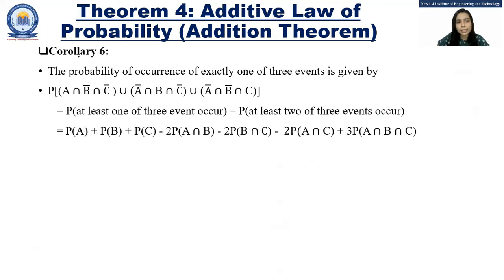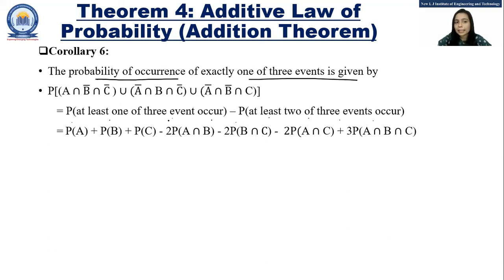Now the next corollary is corollary number 6. The probability of occurrence of exactly one of 3 events is given by the probability of A intersect B bar intersect C bar union A bar intersect B intersect C bar union A bar intersect B bar intersect C. So here exactly one of 3 means A happens and B doesn't happen and C also doesn't happen, or A and C do not happen and B happens, or A and B don't happen and C happens. So for that we can write the probability of at least one of 3 events occur minus the probability of at least 2 of 3 events occurs.